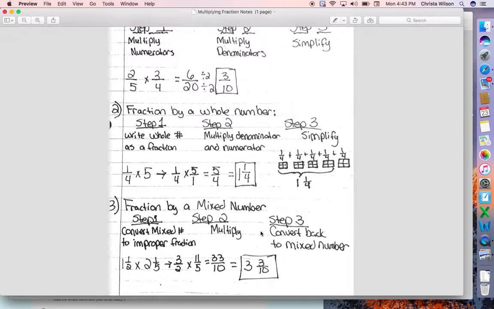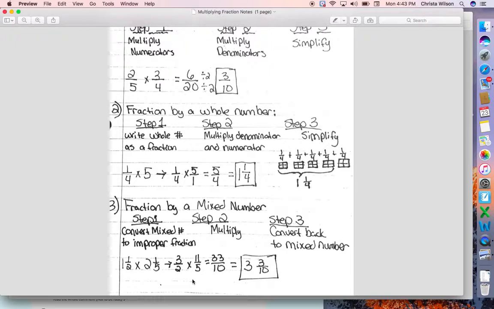Okay, so fraction by a mixed number. Well, the first thing we have to do is put them in their improper form. So we multiply 2 times 1, add the 1, and turn him into 3 halves. Then this one we multiply 2 times 5, which is 10, and then add the 1, which is 11. So here's 11/5. We've created improper fractions from our mixed number, and we did that yesterday, remember?